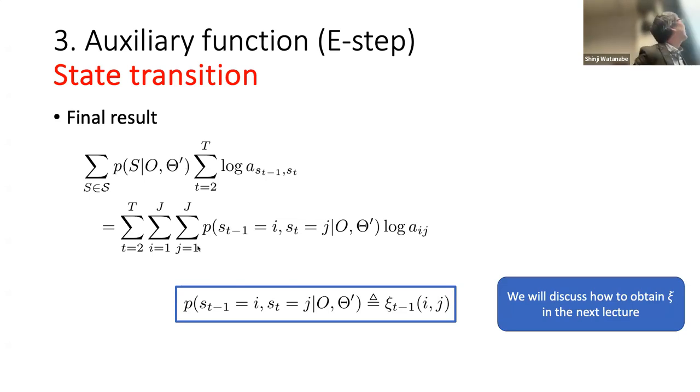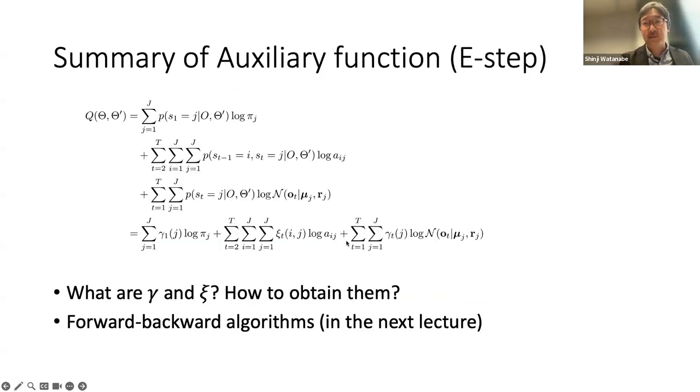And the same for the state transition. This part I already explained: we just use a multinomial distribution based on the state transition. But this part I didn't explain, and it will be explained next week.